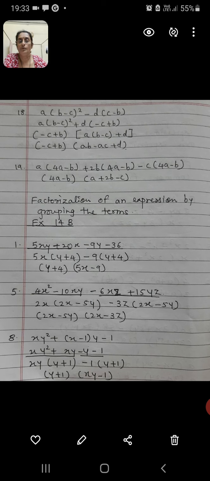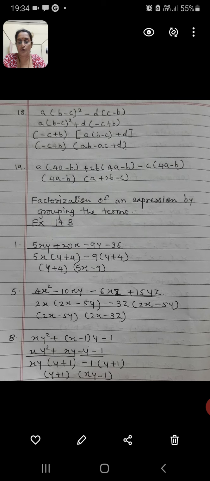Now let us go to the next exercise. There we are going to factorize the given term by grouping the terms. Fine. So in exercise 14b, I have taken the first sum: 5xy plus 20x minus 9y minus 36. If we want to solve it, as we did in the first exercise, is there anything common in them? Nothing is common in all the four terms. So we'll group them into two different parts. The first part will be 5xy plus 20x and the second part is minus 9y minus 36.